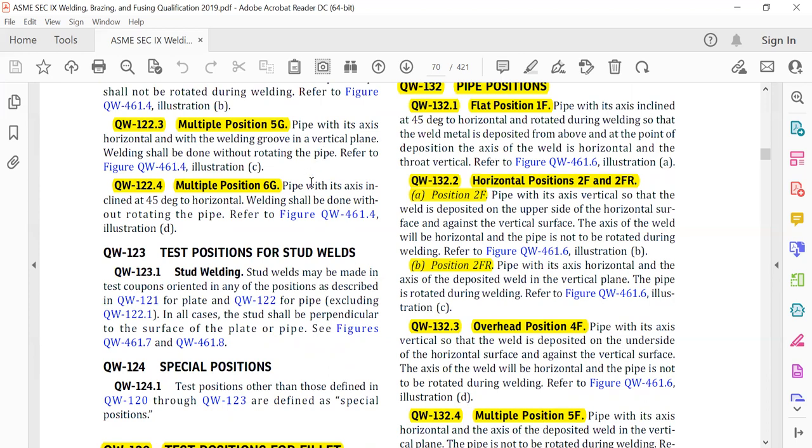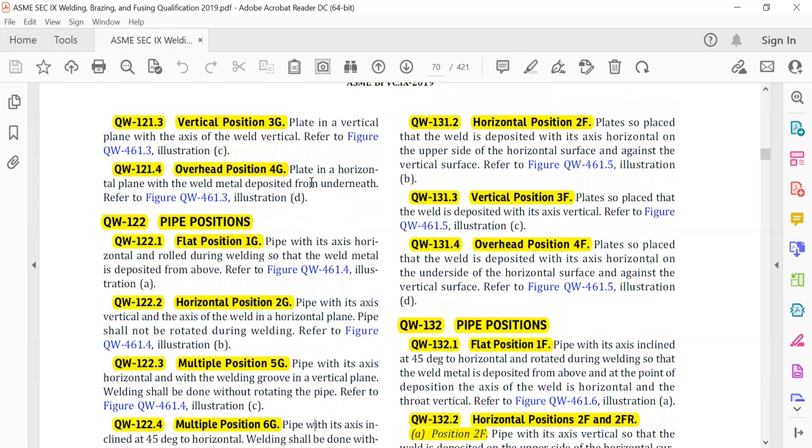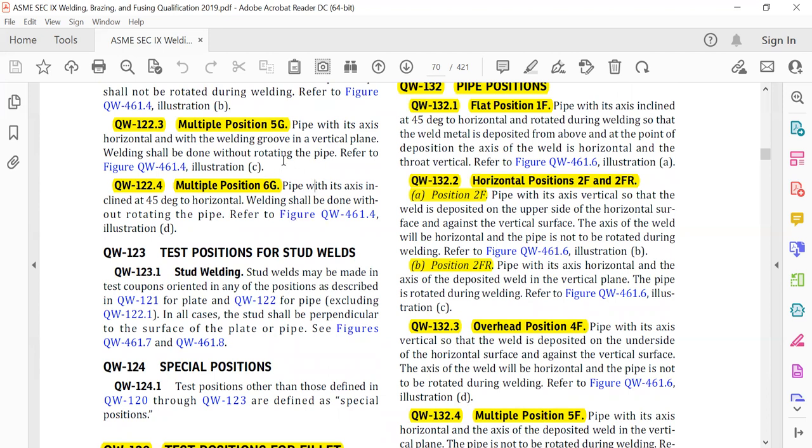I'm sorry, this piping 5G I told. 1G is rotated and 5G is when you are not rotating. So overhead, vertical, everything is there. Multiple position 5G. Pipe with axis horizontal and the axis of deposited weld in the vertical plane.